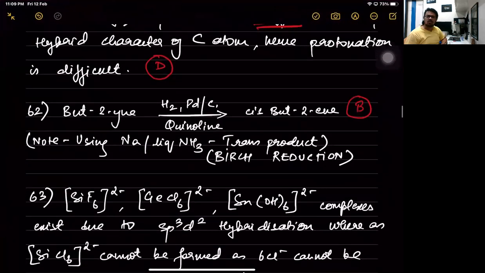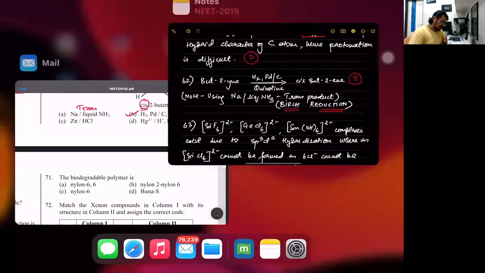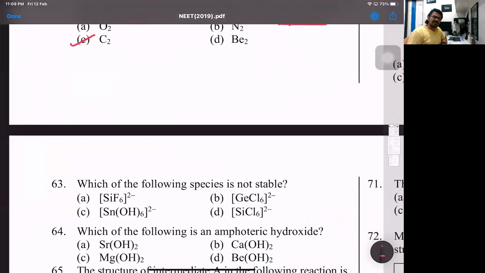So look at that, butene. If you use sodium and liquid ammonia, it gives trans. That's Birch reduction. Okay.